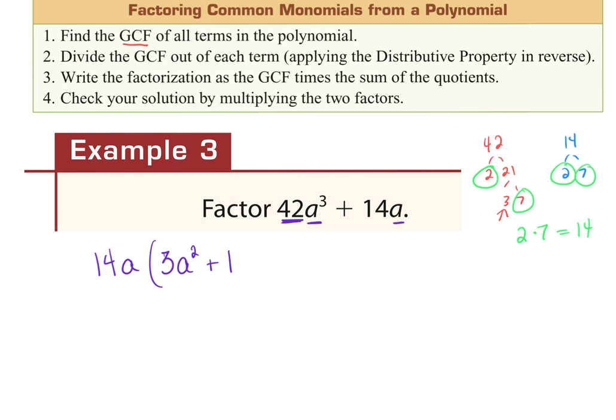So when I factor that out, my factoring looks like this. 14A is my GCF on the outside. And on the inside, I have 3A squared plus 1. That is my answer. 14A times the quantity is what you're going to hear when you hear that multiplication, the grouping. That is your answer for factoring.